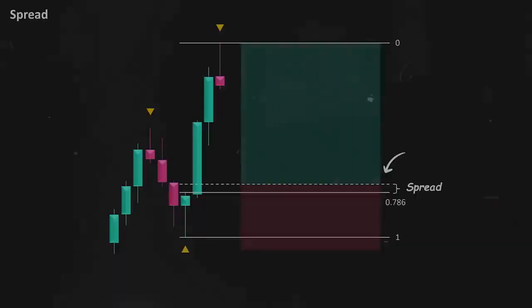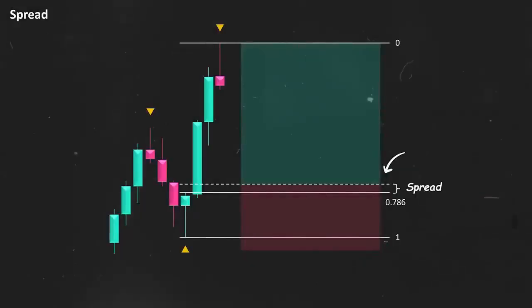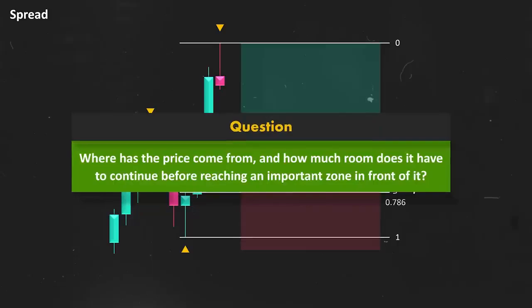The first is the spread. Price often reacts to the 786 level within a pip, so if you want your order to be triggered, you should place it slightly below this level to account for the spread. The second thing you need to consider is the higher time frame market structure. Before placing any trades, always ask yourself, where has the price come from, and how much room does it have to continue before reaching an important zone in front of it?